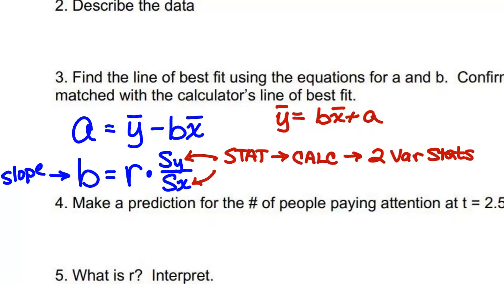So I want you guys to calculate A and B using that information. Means you're going to need to do those 2 variable stats so that you know what the mean of y, the mean of x, standard deviation of y, and standard deviation of x is.